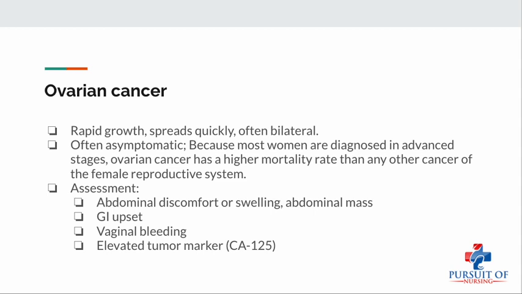So, this patient is going to present with abdominal discomfort or swelling. They may even be able to palpate an abdominal mass. They're going to have GI upset, vaginal bleeding, and then an elevated tumor marker as well. So, oftentimes with ovarian cancer, an exploratory lab is used to diagnose and stage the tumor. A transvaginal ultrasound may be done as a screening measure, but it is not definitive.